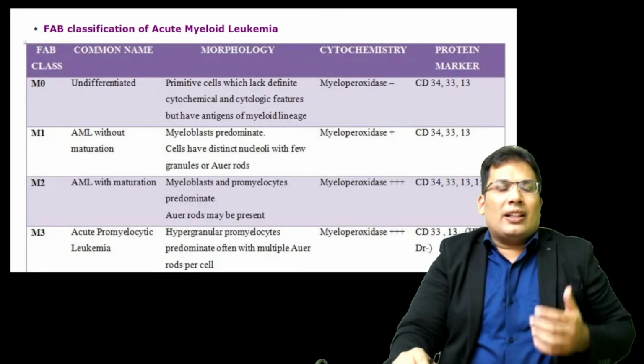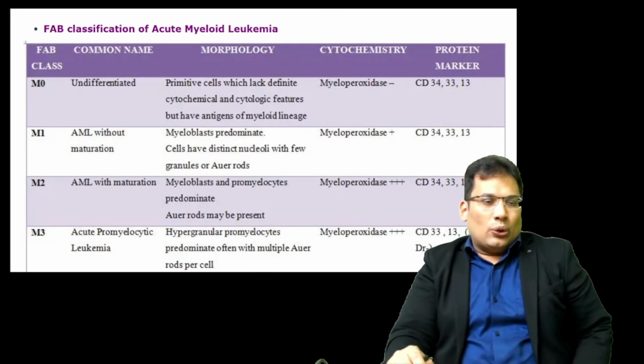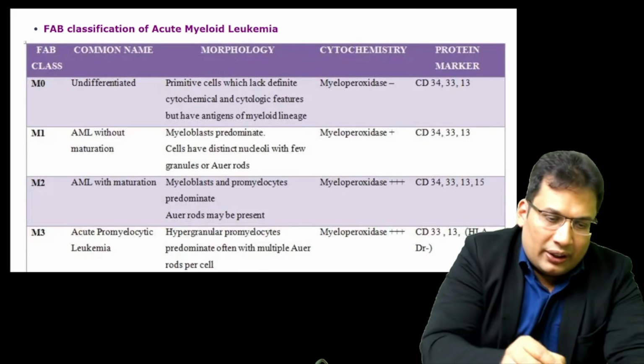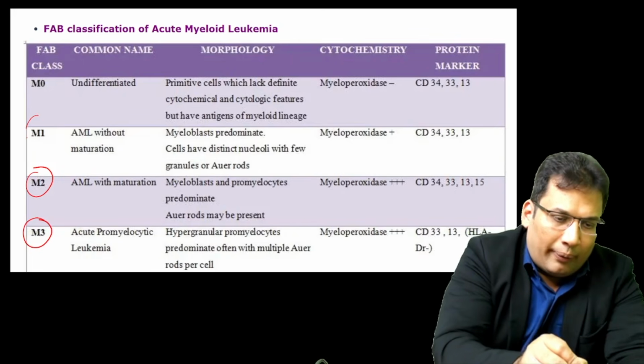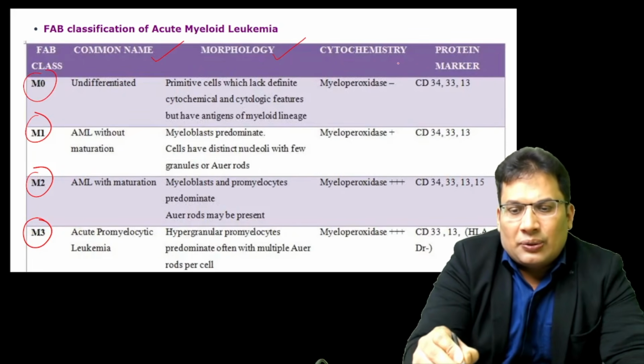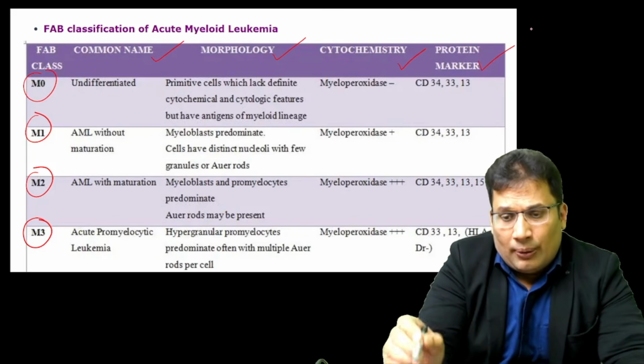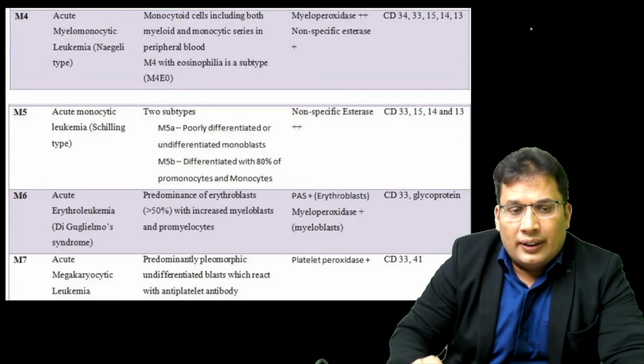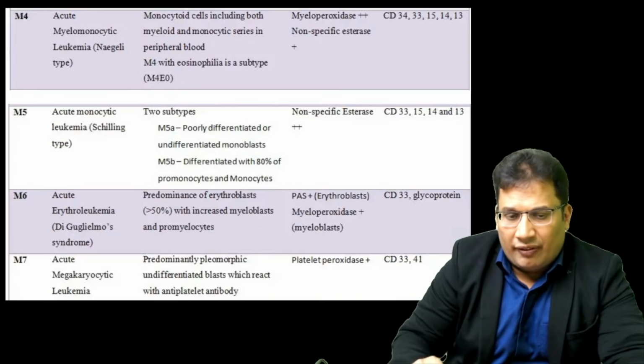And again, what is the FAB classification? As you know, M0, M1, M2, M3. You need to write about M3, M2, M1, M0. What is the common name? What is the morphology? What is the cytochemistry? What is the protein marker, like this? Then M4, the same way up to M7.